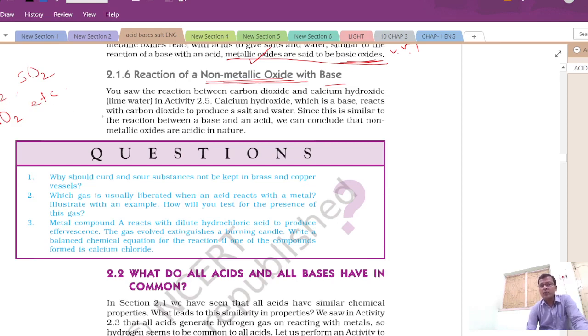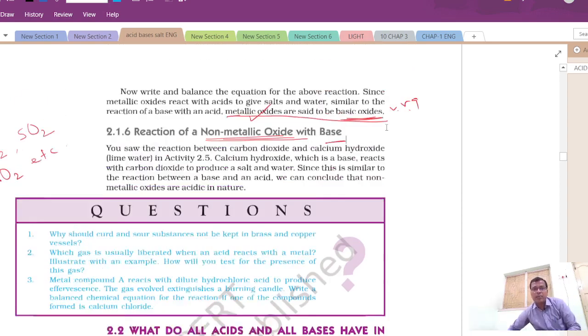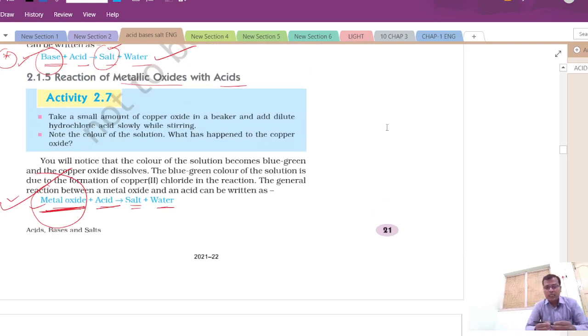So what happens when a non-metallic oxide reacts with a base? Above you can see there is no reaction given, but I will give you a reaction to remember.